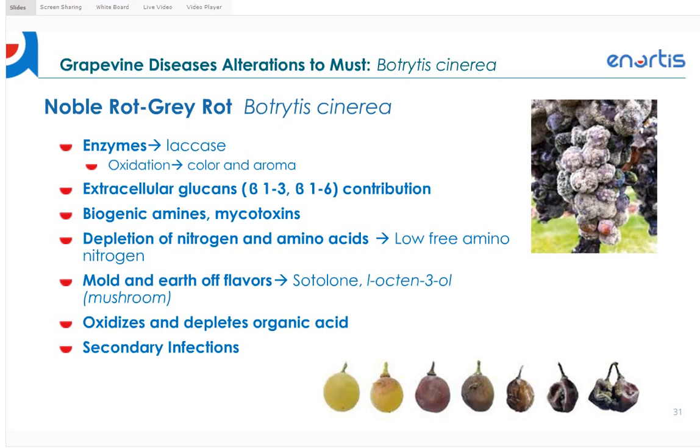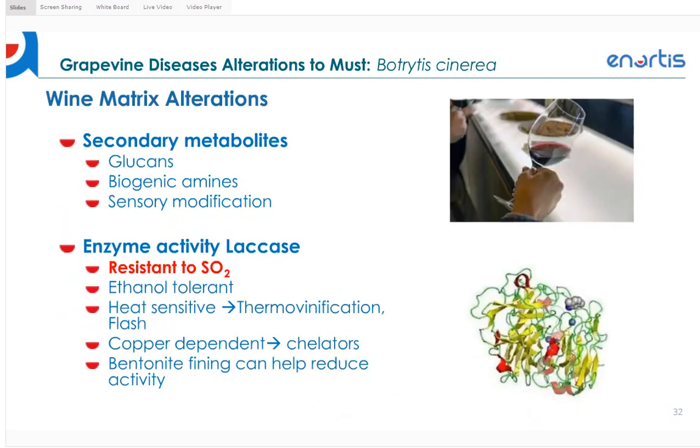And there often is a depletion of free SO2 and excessive use of SO2 with botrytis fruit. So some of the wine matrix alterations, of course, you have the contribution from all of these secondary metabolites, which we just reviewed, glucans, biogenic amines, and then sensory modification.